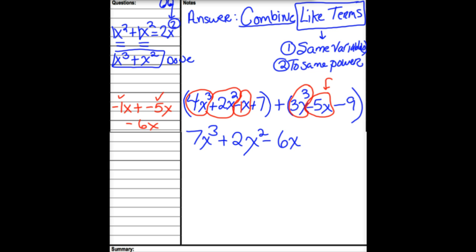So the next one, I have what we call our constants at the end here. I have a positive 7, and I'm adding to it a negative 9. So again, think temperature. It's 7 above 0, and it drops 9 degrees. I'm going to be at a minus 2. And I'm going to put that in a box, and that's my final answer.